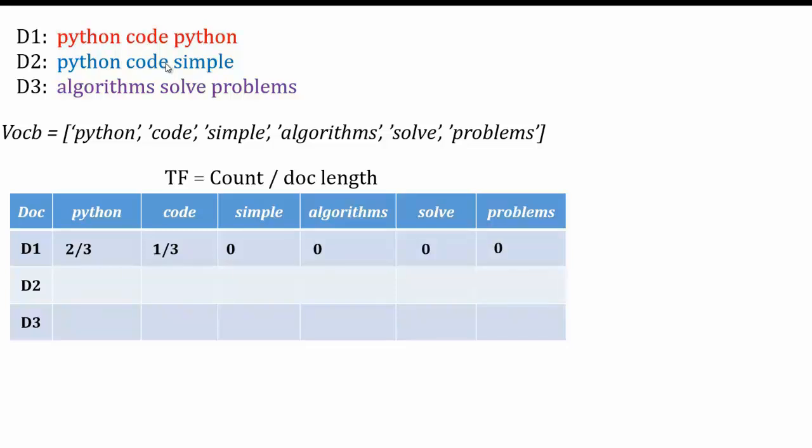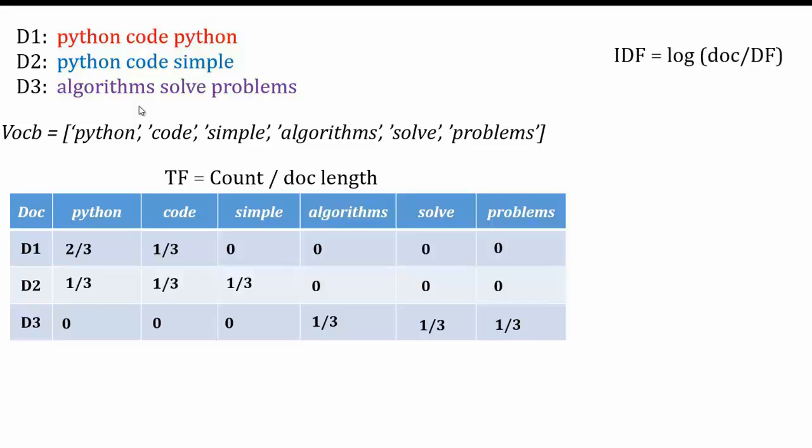Now let's move to document 2, and here you can see Python appears once, and we have a total of 3 words in document 2, so 1 divided by 3. Also same for code, 1 divided by 3. Same for simple, 1 divided by 3. Others are 0. Now let's move to D3. Python 0, code 0, simple 0. Algorithms appears once in document 3 and total words are 3, so 1 divided by 3. Same for solve, 1 divided by 3. For problems, also 1 divided by 3.